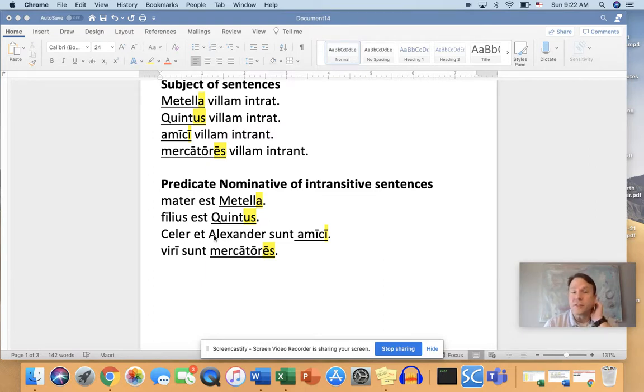Here we have a plural example. So there's two people, right? Keller and Alexander. Well, they are amici, nominative plural, and then viri sunt mercatores, the men are merchants. So a really quick review of the nominative case, all right?